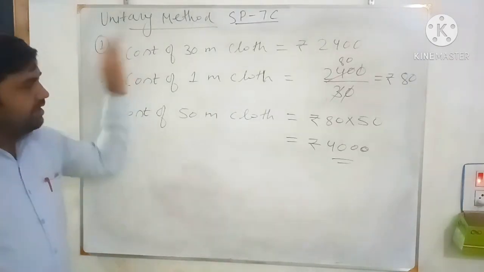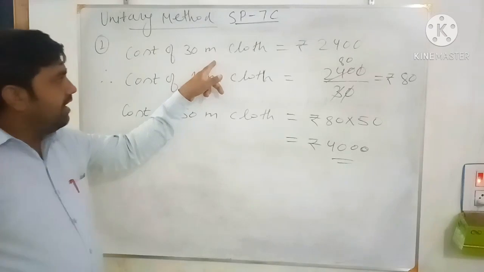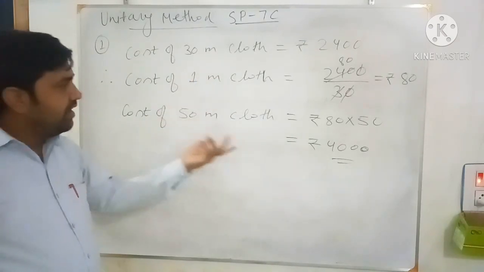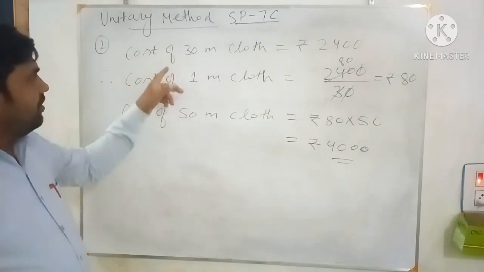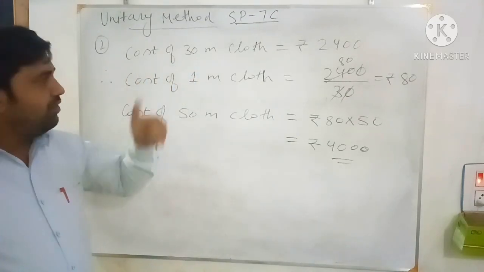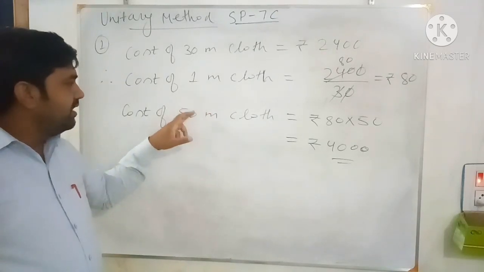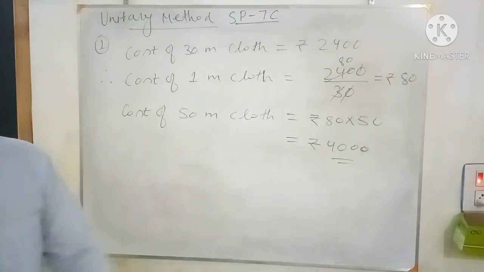Okay, so in the unitary method we always find the cost for one thing, and after that we can calculate the cost of more than one item. If the cost of an item is given for more than one, first we find the cost for one item, one unit, and after that we can find the cost of more than one item also.